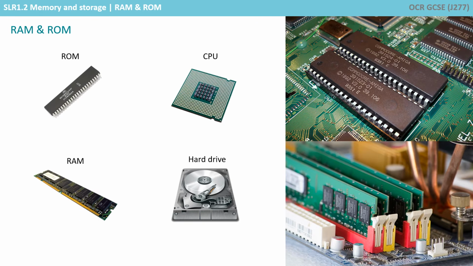Here we see four important internal components of a computer system: ROM, the CPU, RAM, and a hard drive of some description. When your computer very first turns on and receives power, there are no instructions in the CPU. What it needs to do is load the operating system so you can start using it.